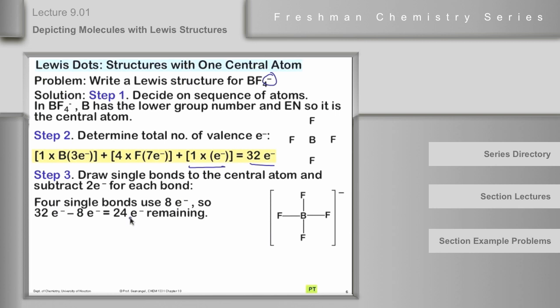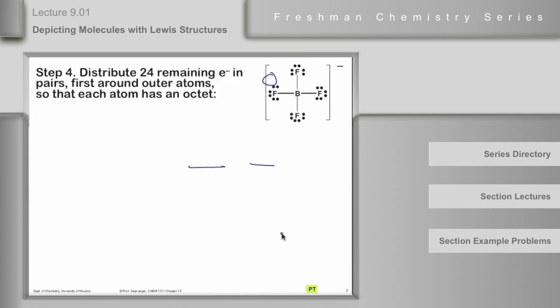And as you recall, we will use those electrons to make octets for the outer atoms first. So here they are. Each one of the fluorines has 6. There are 4 fluorines. That's 24. And that's all the electrons that we have. And that's a good thing because boron, having 4 bonds around it, already has an octet. It doesn't need any more electrons. And fortunately, there aren't any to give it.